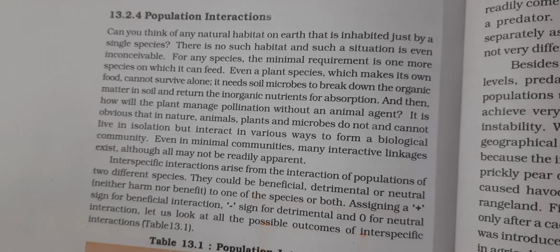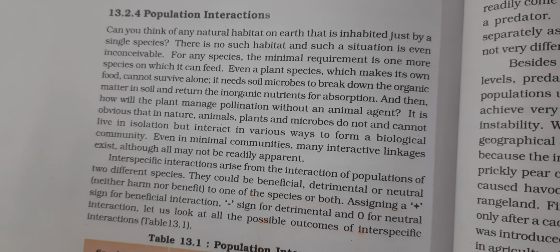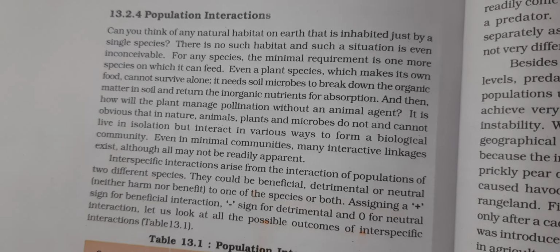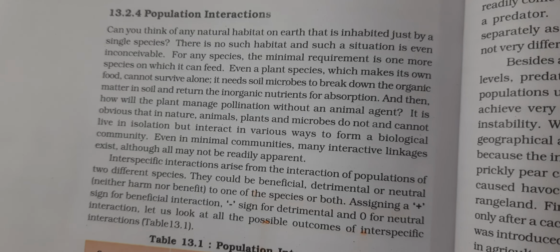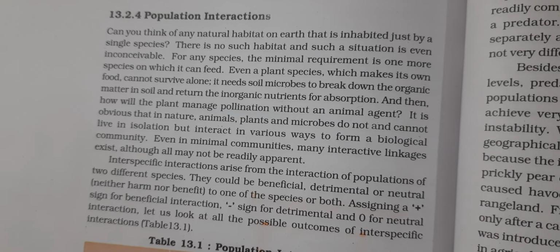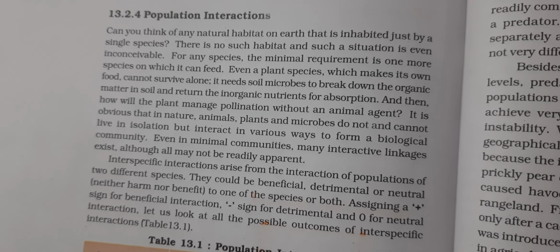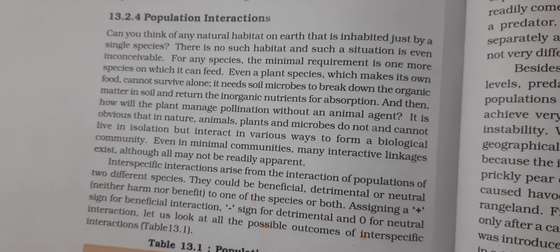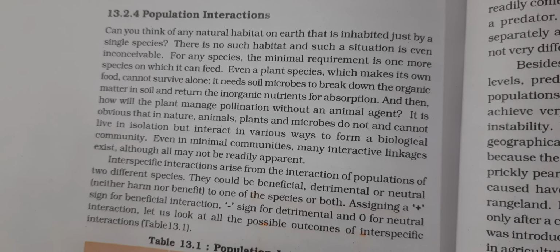We come to the most interesting topic of populations, but mind-boggling because it has so many examples that I have to learn. Okay, fine. Population interactions. Can you think of any natural habitat on Earth that is inhabited just by a single species?